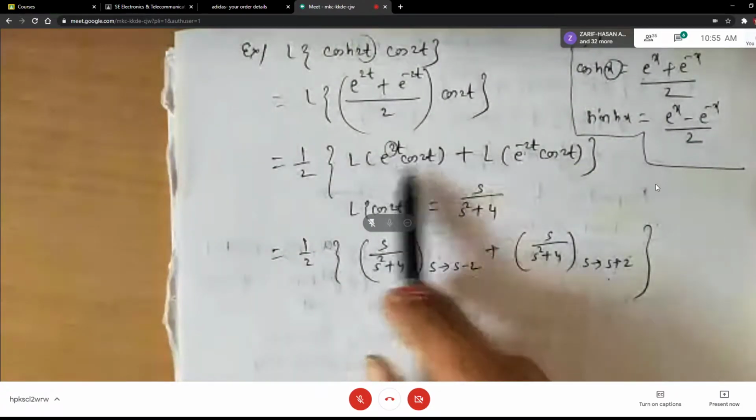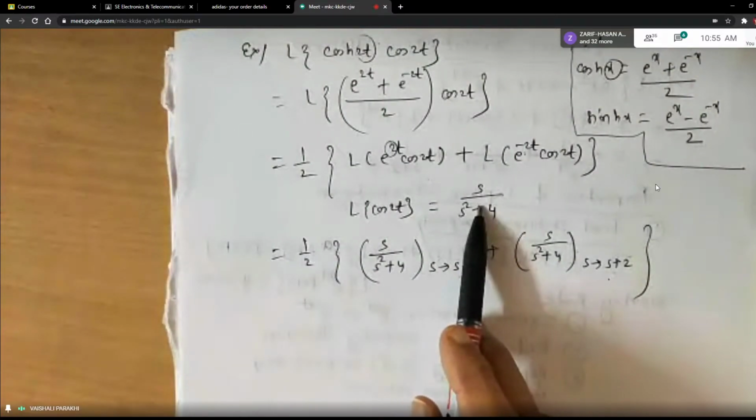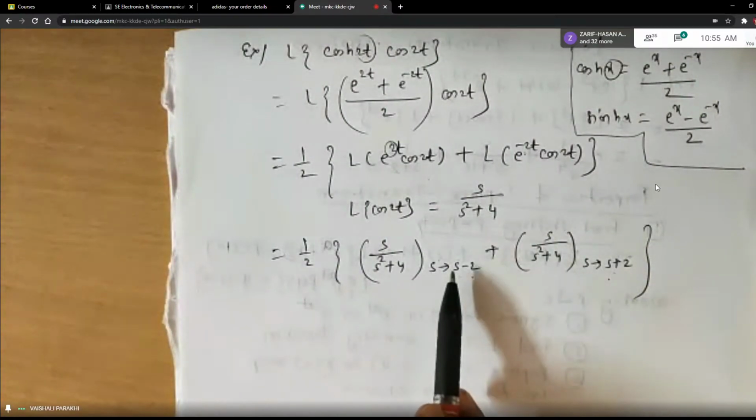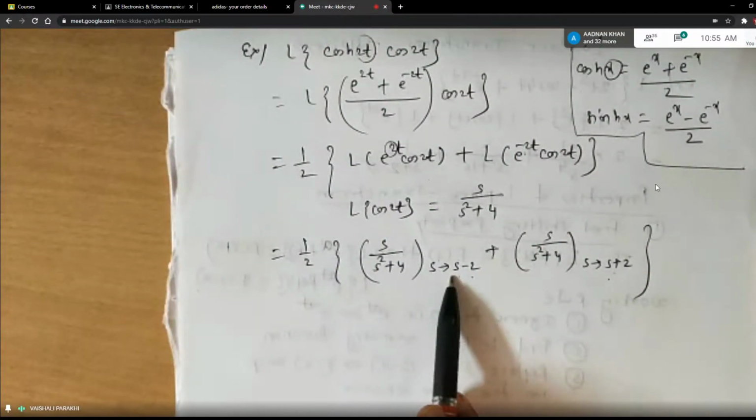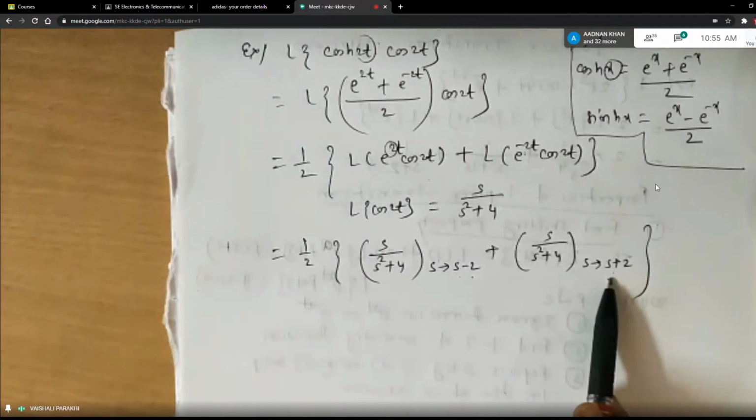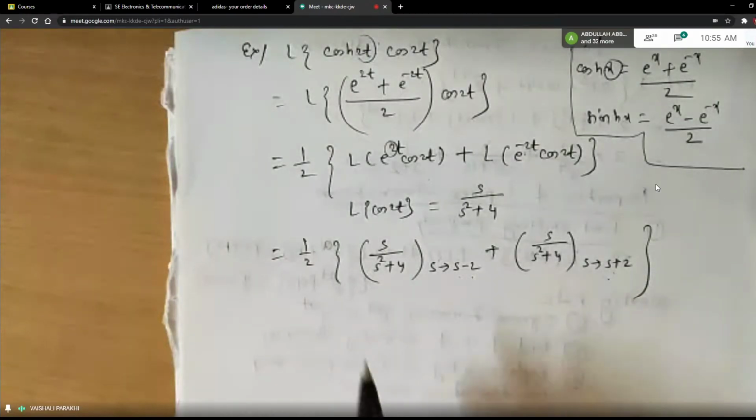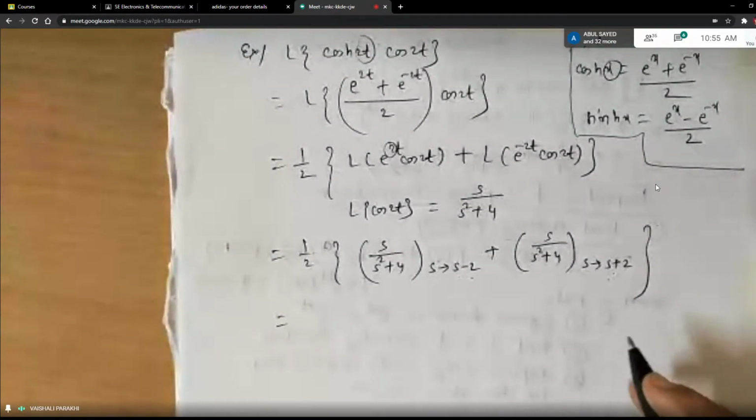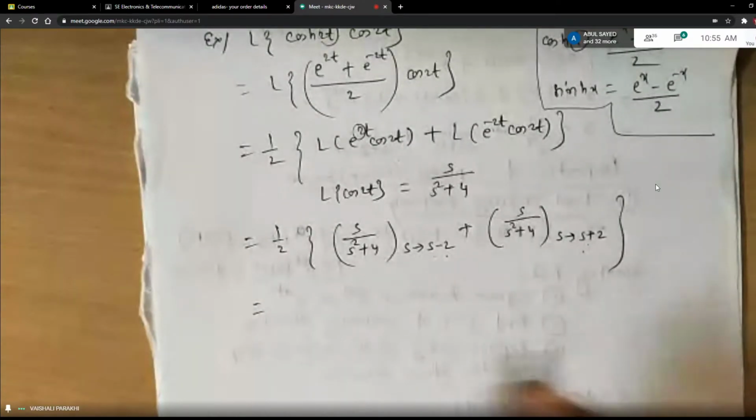Okay, so I've ignored the terms in e, got Laplace of the other function, and in this answer, I'm replacing s by s minus 2 in the first term, and I'm replacing s by s plus 2 in the second term. Is that clear, students? Are you understanding? Am I going fast? If so, please tell me.